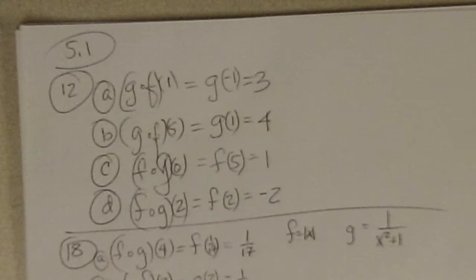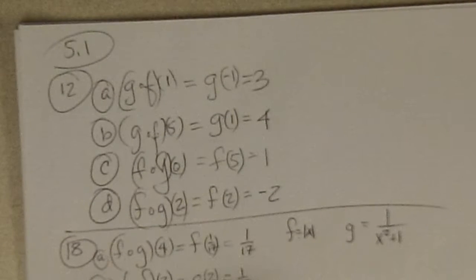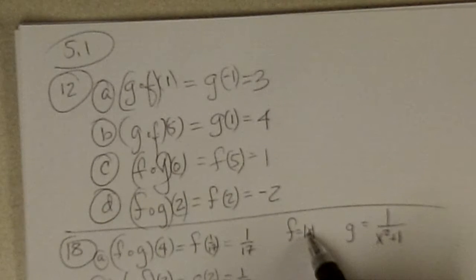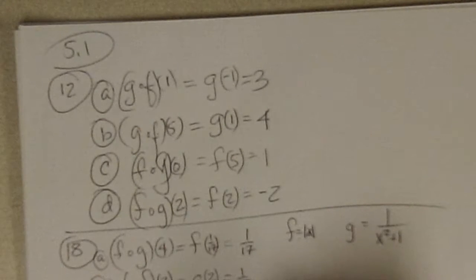C. F of 1. So I got to put 1 into f. Absolute value of 1 is 1. So I'm going to have f of 1. And f of 1 is again 1. Not very exciting there.